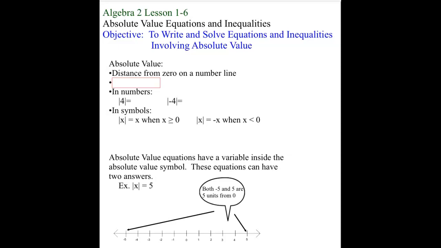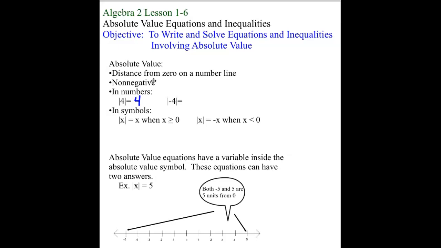a number line. It will always be a non-negative value. All right, it's not going to be negative. It could be 0 or it could be something positive. In terms of numbers, if you see something like this, the absolute value of 4, 4 is a positive number already, so it's just going to stay a 4. We are 4 spaces from 0.